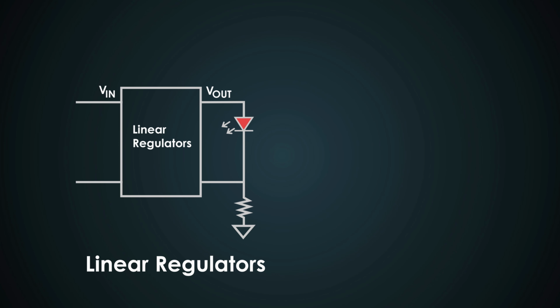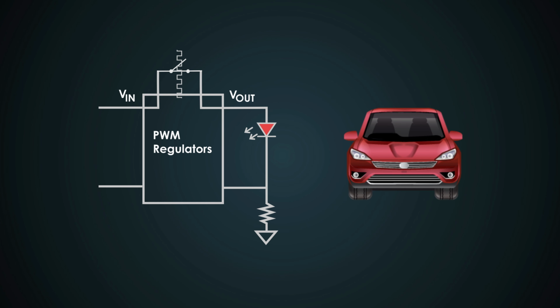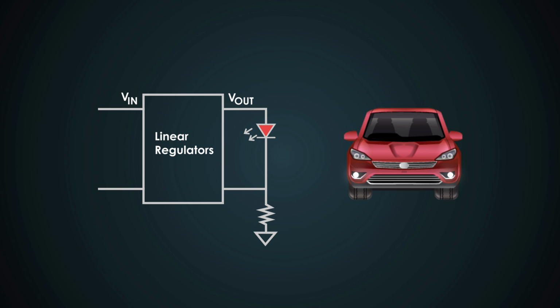Here is a quick comparison. Linear regulators are straightforward but inefficient at higher power. PWM regulators are a bit complex but far more efficient. We need to choose based on our application needs. If there is a very high power requirement, we should use PWM drivers. If the power requirement from the LEDs is lower, then we can go with a linear regulator.